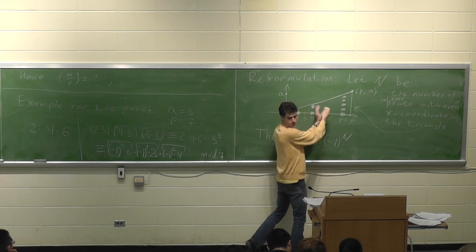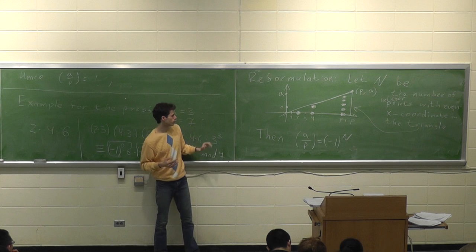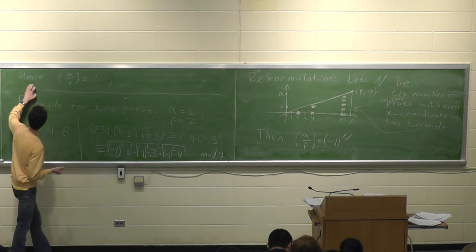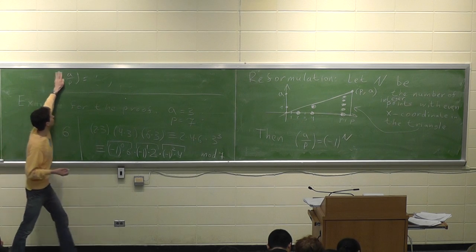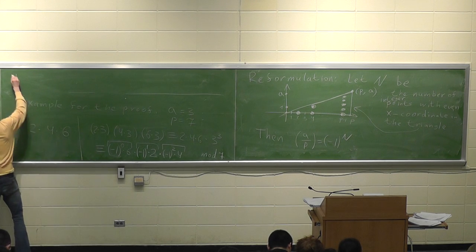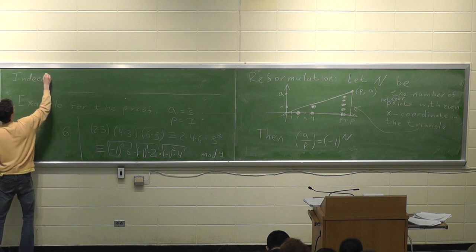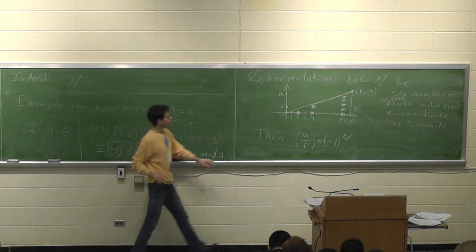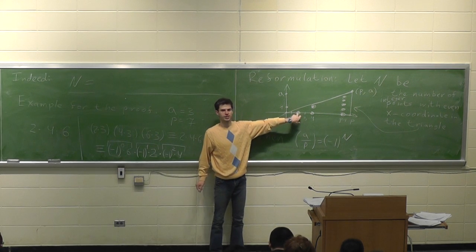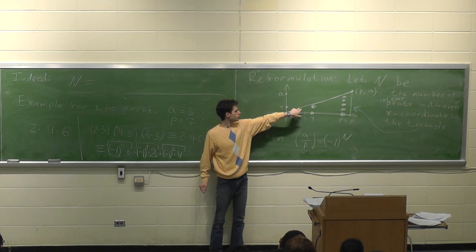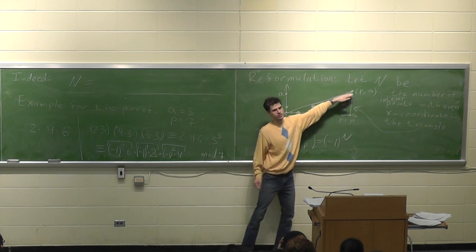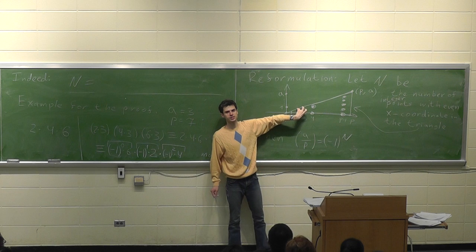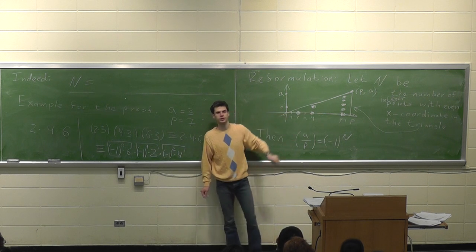Somewhere in between there will be some more points. I want to count those. How many points are there? Well, let's look. Here I have the segment from 2 to 2 times the slope of this thing, which is a over p. So the length of this segment is 2 times a divided by p.